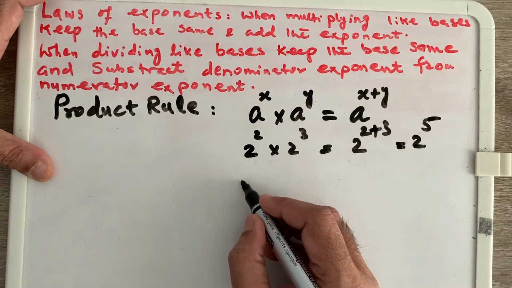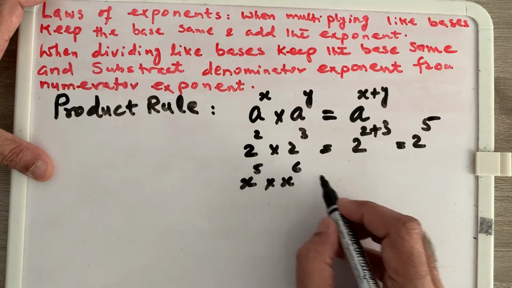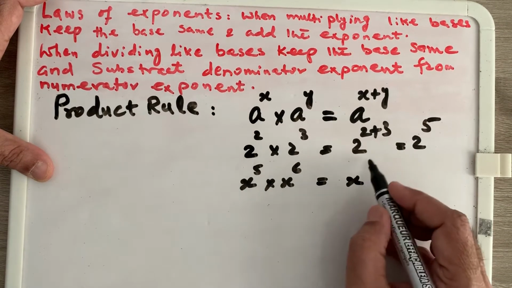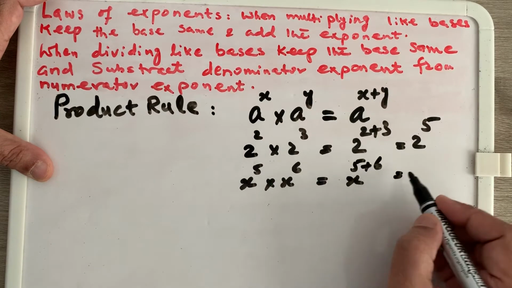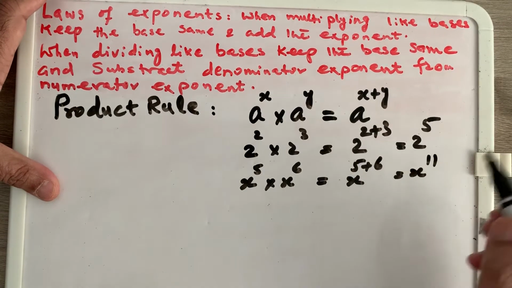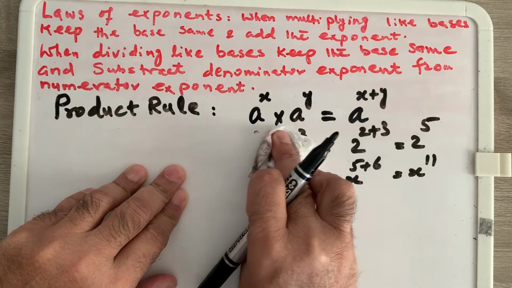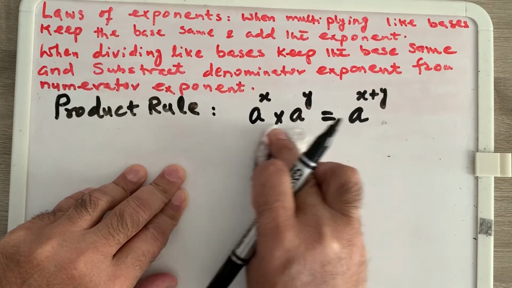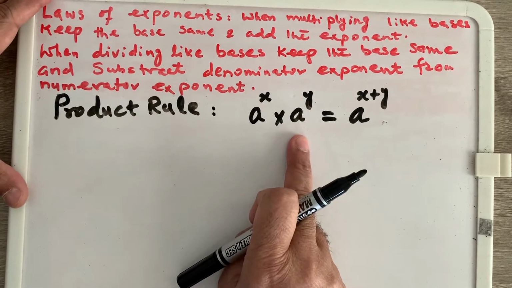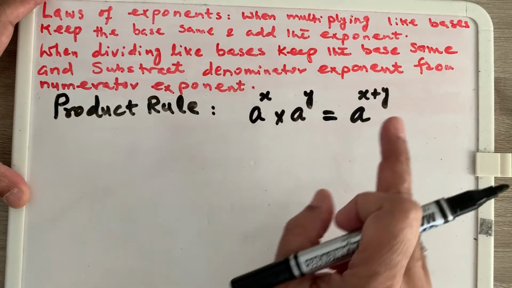Or if I have variables like x to the power 5 times x to the power 6, the base is the same, x. What I have to do is add the power, 5 plus 6. So x to the power 11. So this is how we deal with the product rule. You have to be clear about this rule that if you have the base same, then you can add the power, right? So we write this rule as a to the power x times a to the power y, and the rule says keep the base same and add the exponent.